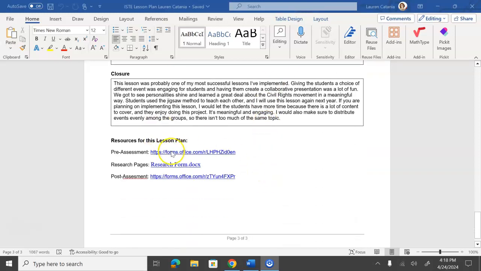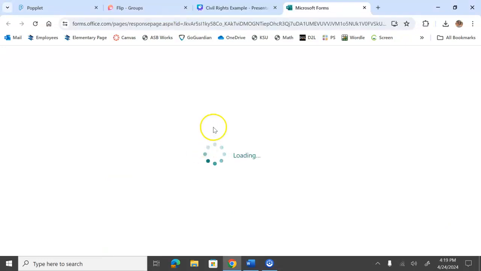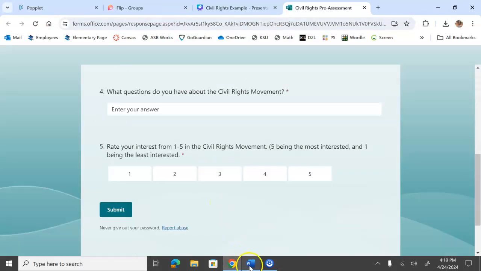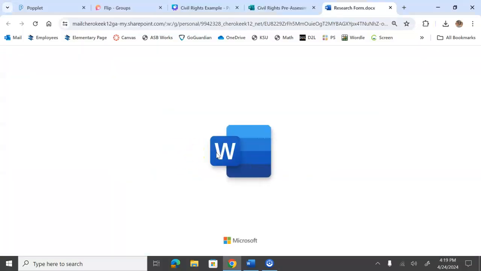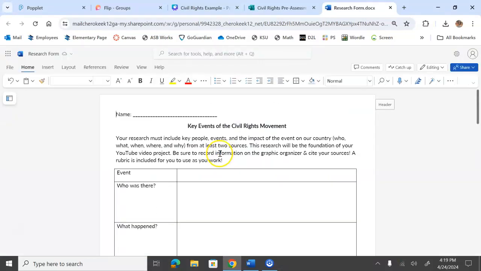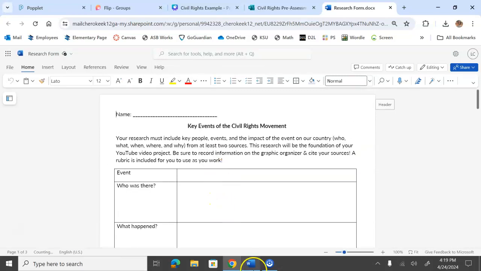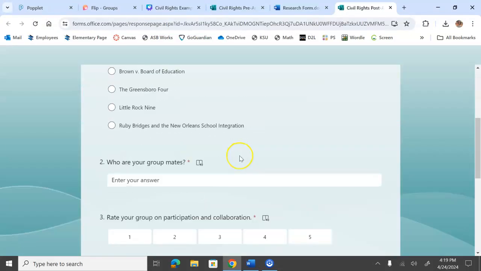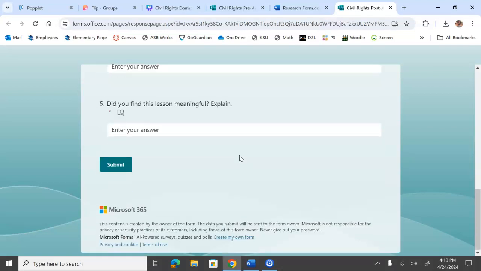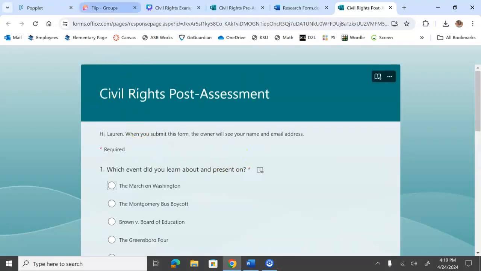So, here are the resources. This is the pre assessment. It will take me to a form. So, that's the pre assessment. And I love using Microsoft Forms for this or quizzes because I have all the results in one place. Here's an example of a research page that I created. And then here's a post assessment, and it just rates if they found the lesson meaningful, what they learned.